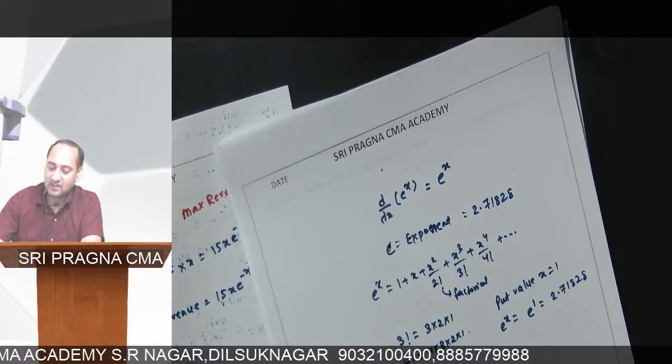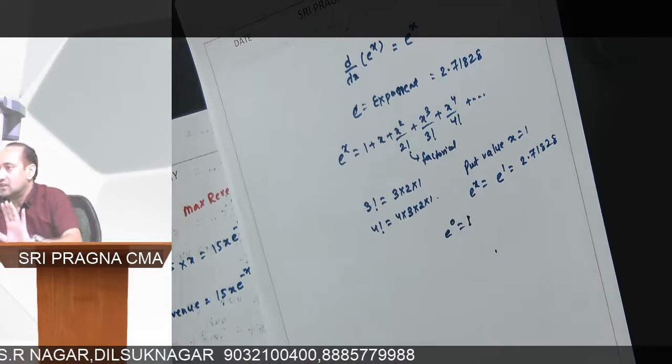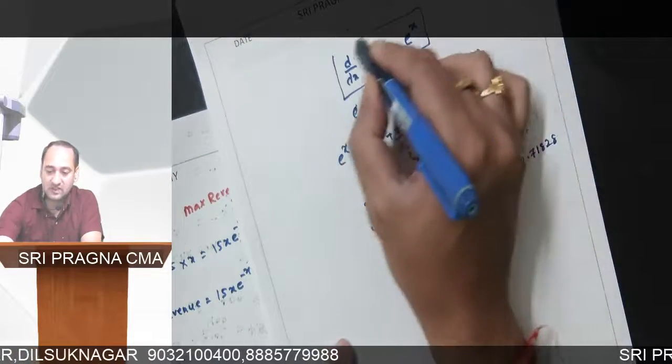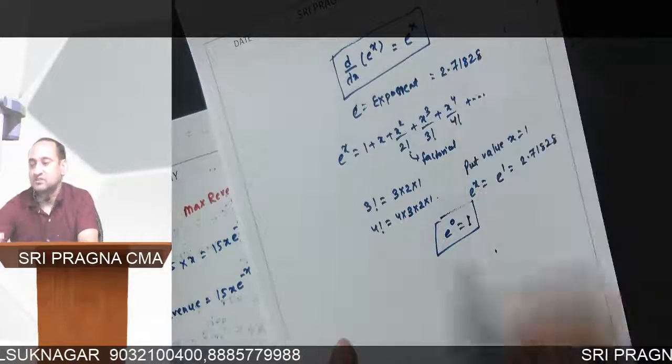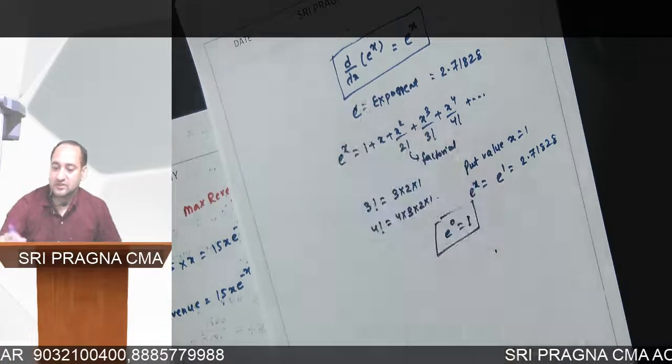And the most important thing, the value of e to the power 0 is equal to 1. Is it clear? So this is a new thing for you. This is also a new thing for you. We are going to use this one. We are going to use this formula. Is it clear to all of you? So this is one concept.